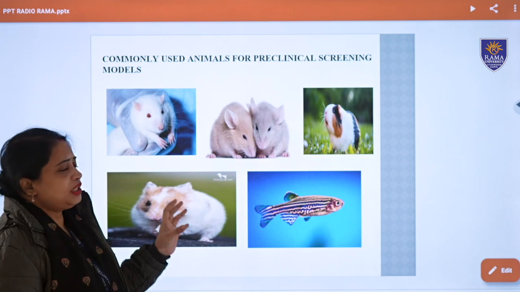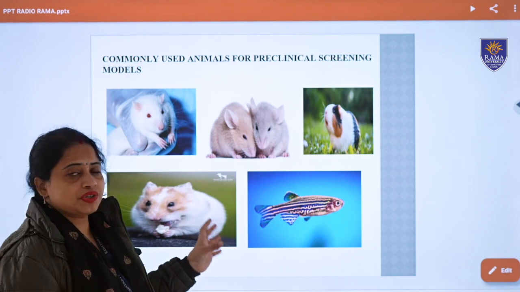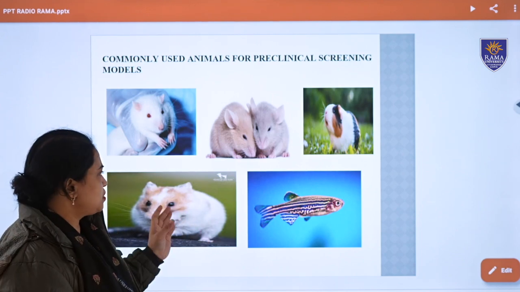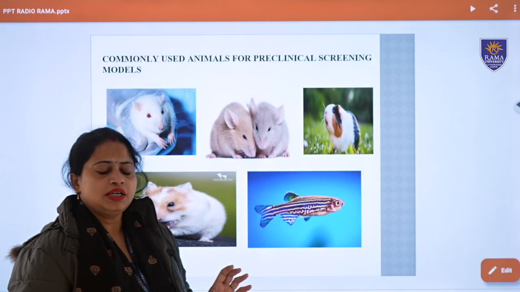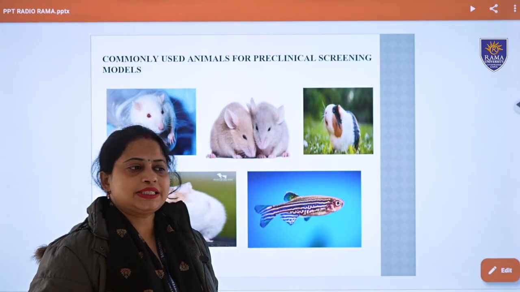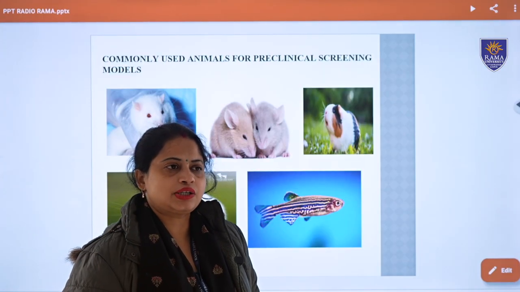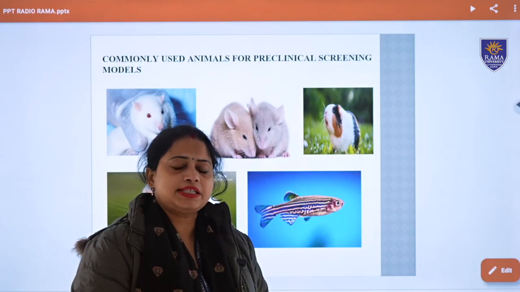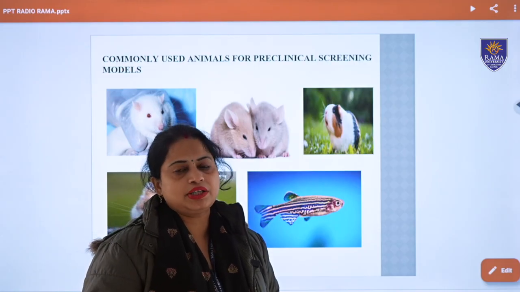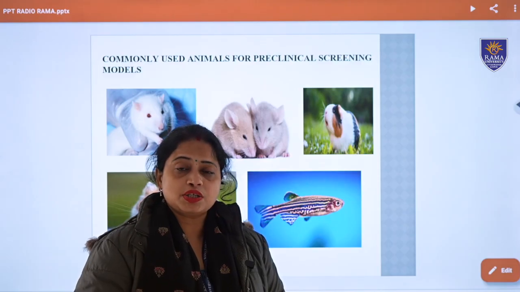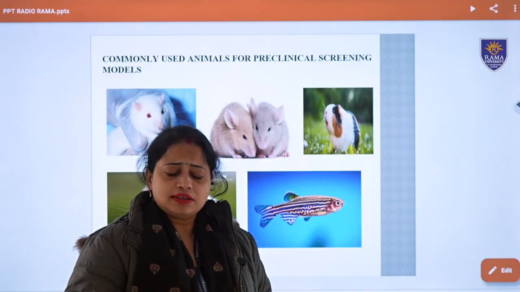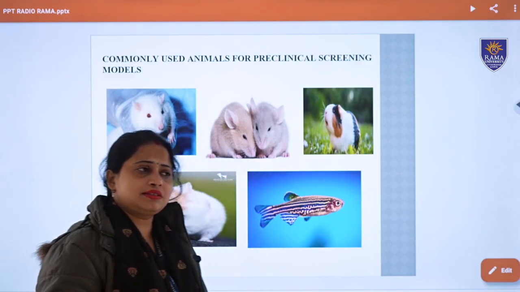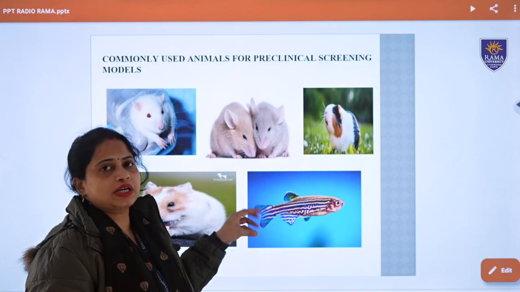And these are the commonly used animals for preclinical screening models. Most of the time we are using rodents, those rodents which are prepared through genetically recombinant technology. They are genetically and biochemically similar to human beings, so the drug can potentially affect the organ levels also.